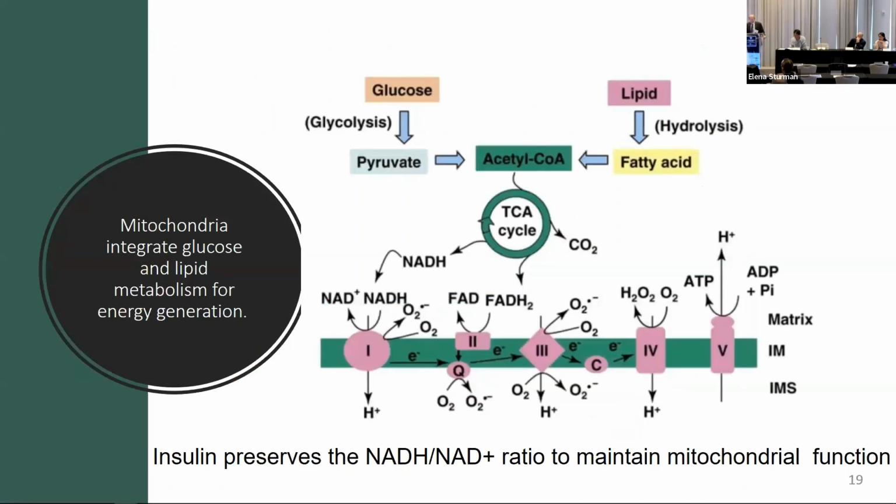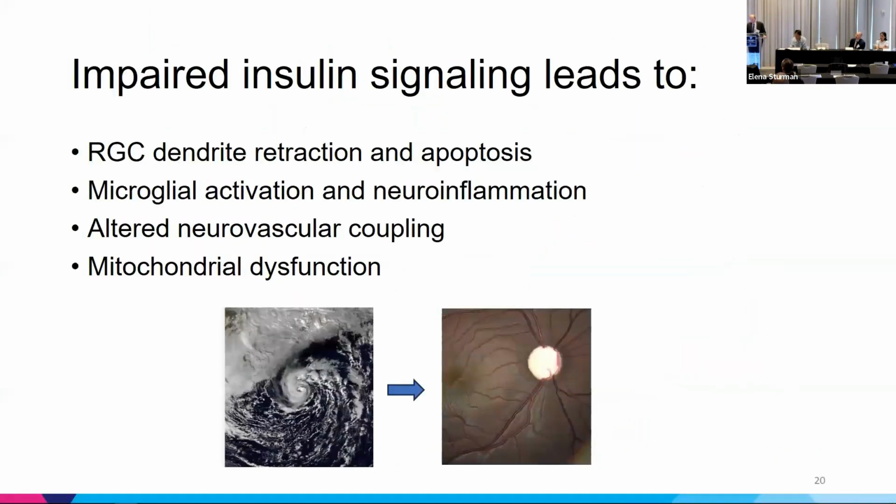Mitochondria also integrate glucose and lipid metabolism for energy generation. Insulin preserves the NADH-NAD ratio to maintain mitochondrial function, and we know from the work from Jeff Liebman and Simon John at Columbia that this is an exciting area where there could be interventional strategies to help our glaucoma patients. So it sounds like it's a perfect storm, right?